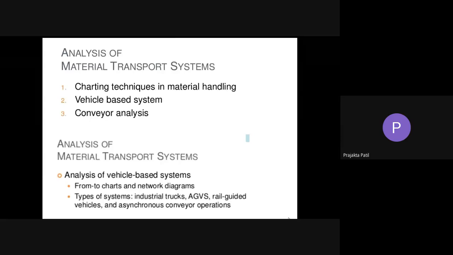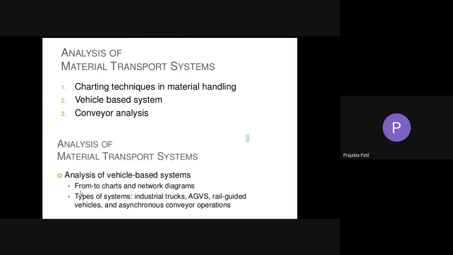Okay, so we have come to the last part of this AGV, that is analysis of material transport system. Talking about the analysis of a vehicle based system, you will have a few things to be taken into consideration whenever you analyze a vehicle based system or the AGVs. First, you have to understand what is the from to chart and what is a network diagram.